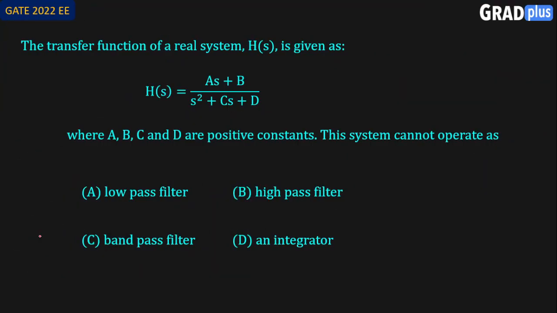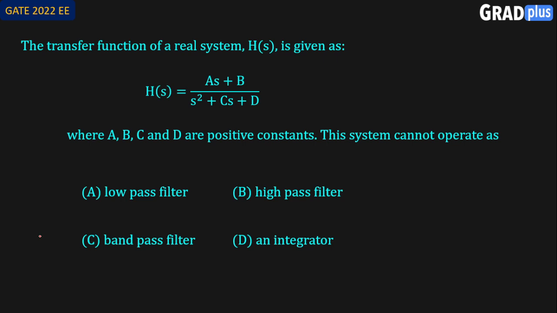Question from GATE 2022: the transfer function of a real system H(s) is given as H(s) = (as + b) / (s² + cs + d), where a, b, c, d are positive constants. This system cannot operate as, and the options are low pass filter, high pass filter, band pass filter and integrator.